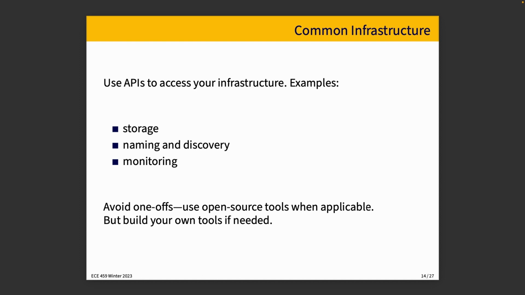For naming and discovery, which is how we find services and find which services are available, we could use a gateway, or we could use something like Consul, which helps us to identify what things are available. For monitoring, there's lots of cool monitoring tools, and we'll talk about some of them in a little bit. Prometheus might be one example of something that we could use.